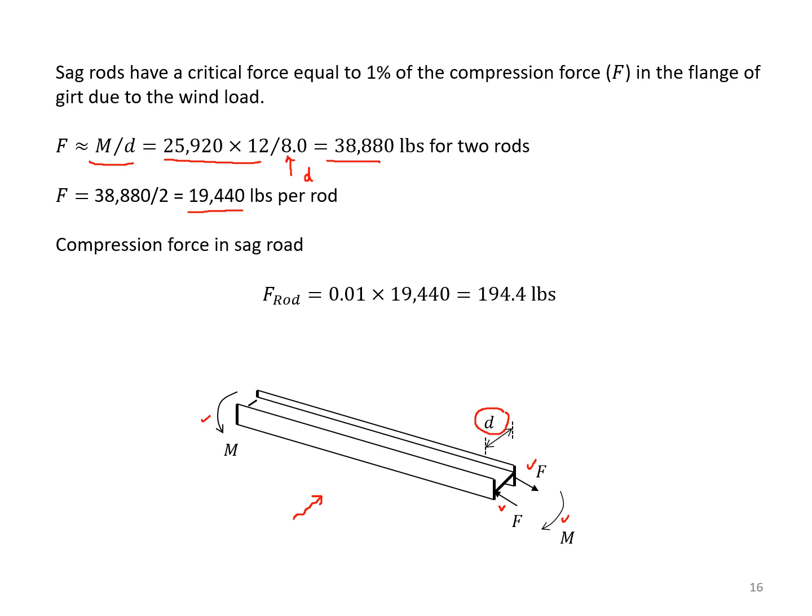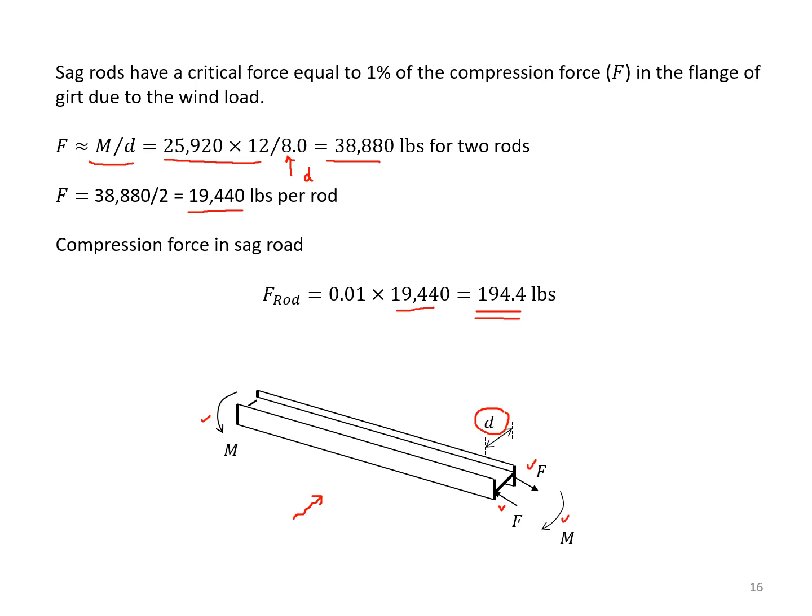However, remember that we only need 1% of these as a compression force in each rod, as we discussed before. So let's multiply this value by 0.01, and that gives you the compression force in each sag rod, 194.4.